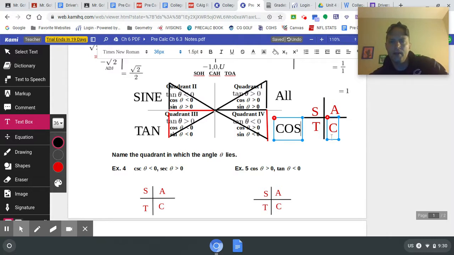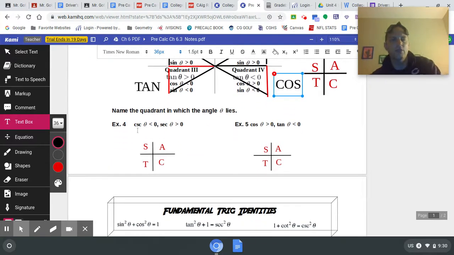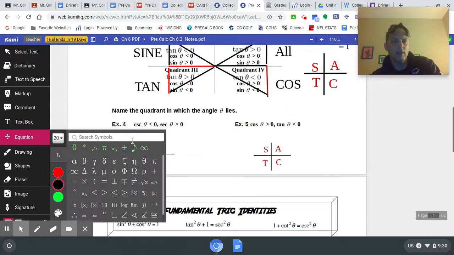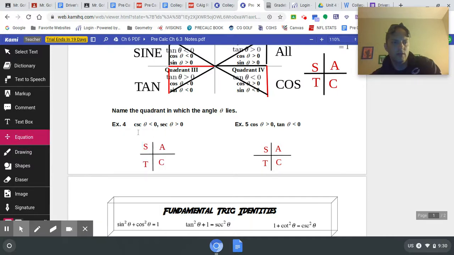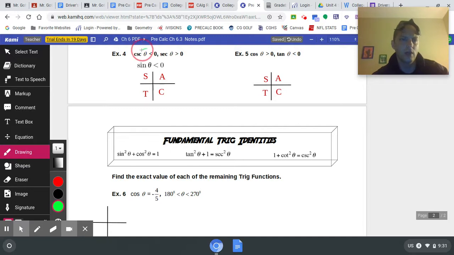Now, if you know those three are positive, then you know their buddies are positive and vice versa. If you know cosecant is negative, like in example 4, then you know his buddy is negative. Who's his buddy? Sine, and that's going to be less than 0. So if you know cosecant is less than 0, now you know sine is less than 0.